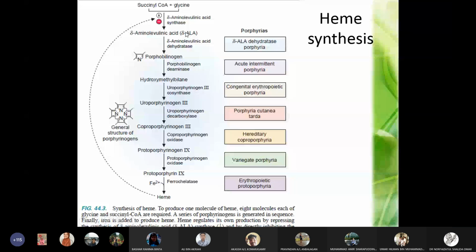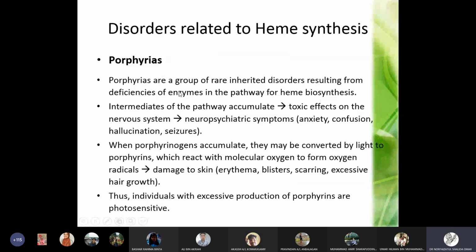Okay. So these are the disorders related to heme synthesis. In general, it's just called porphyrias. When there's a defect, the intermediates of the pathway will accumulate. This will cause toxic effects on the nervous system. Why this porphyrias is very, can I say some is little, some is not, depending on the severity.